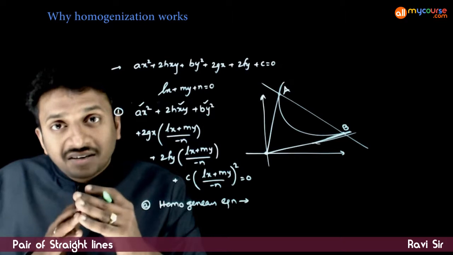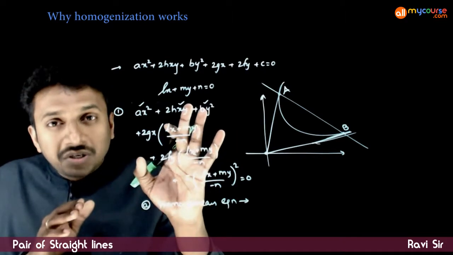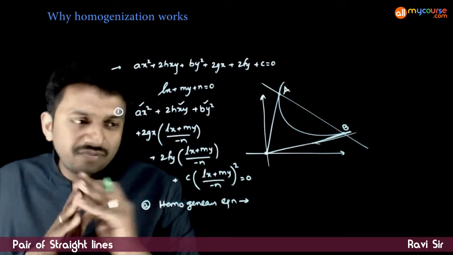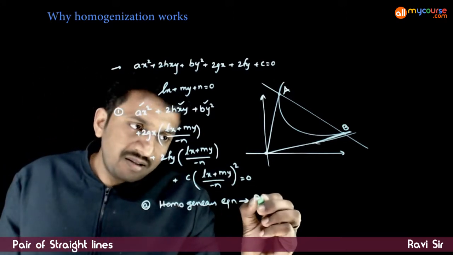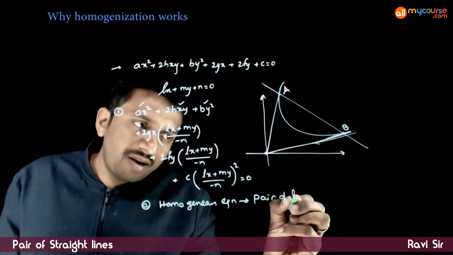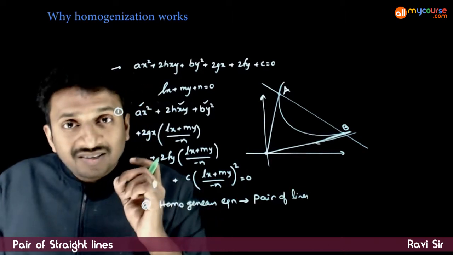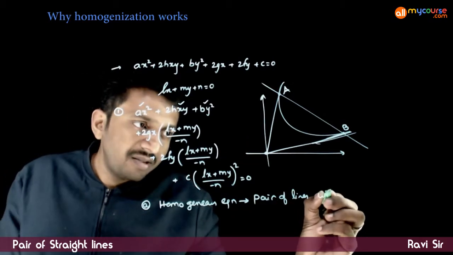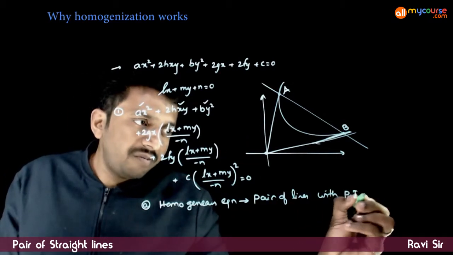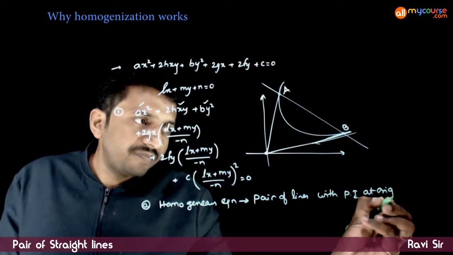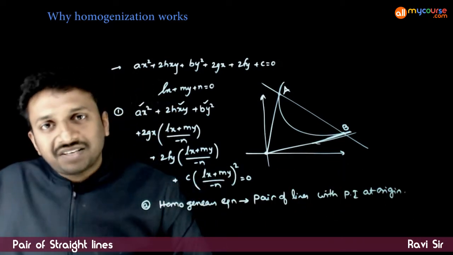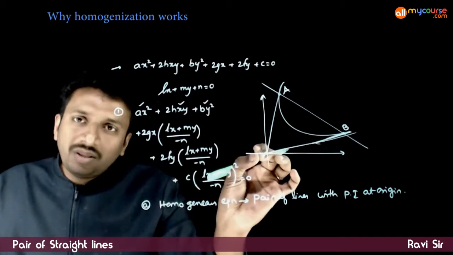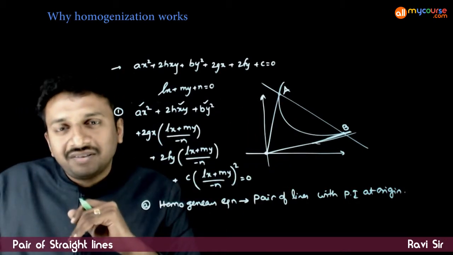And we have seen that a homogeneous equation in x and y always represents pair of lines. So they represent pair of lines which start from origin, with the point of intersection at origin. This is the first conclusion. So this equation represents a pair of lines with point of intersection at origin.